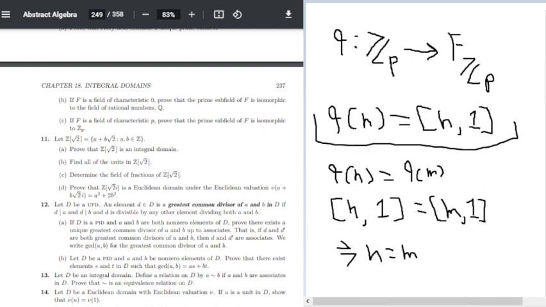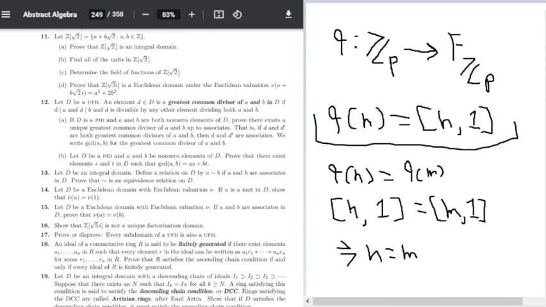Now, let Z mod 2, nah, I'm lazy. And not computation, me hate numbers. So let d be an element, and d is the greatest common divisor of a and b if d divides a and d divides b, and d is divisible by any other element dividing both a and b. There's this unique common divisor up to units. That is, if d and d prime are both greatest common divisors.